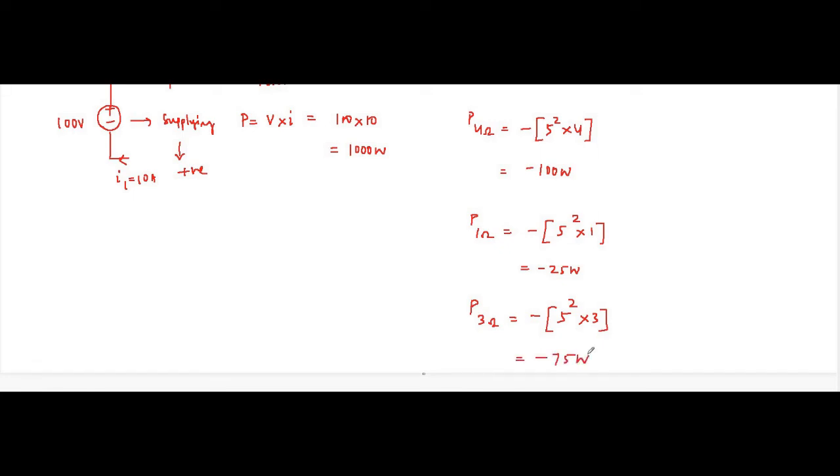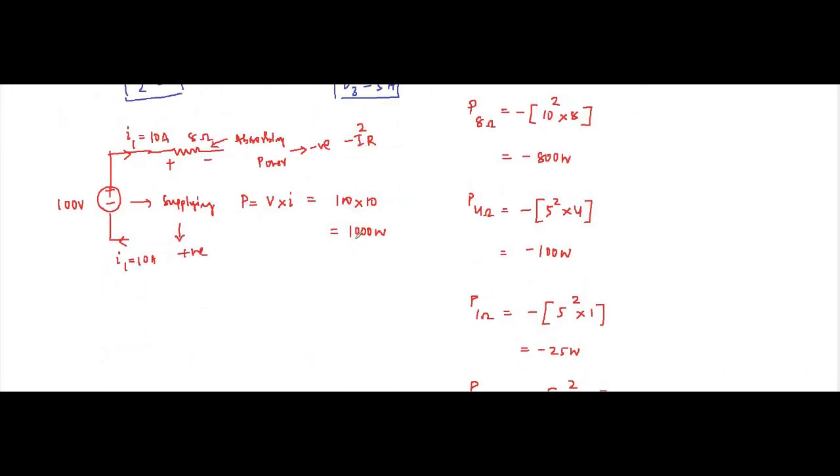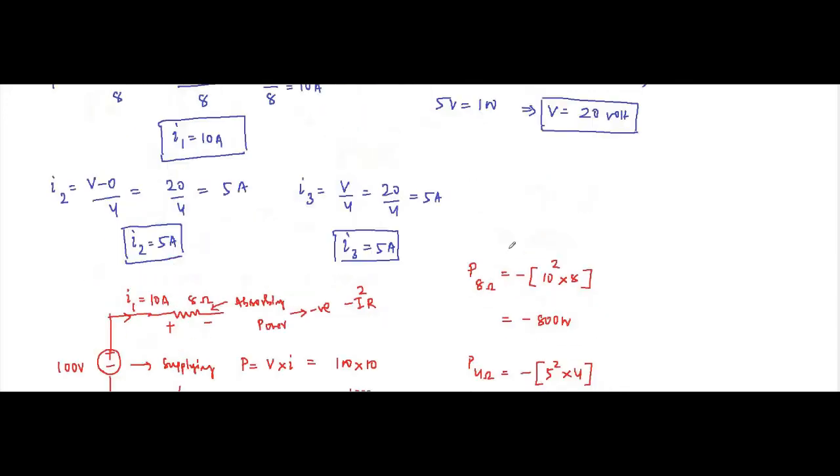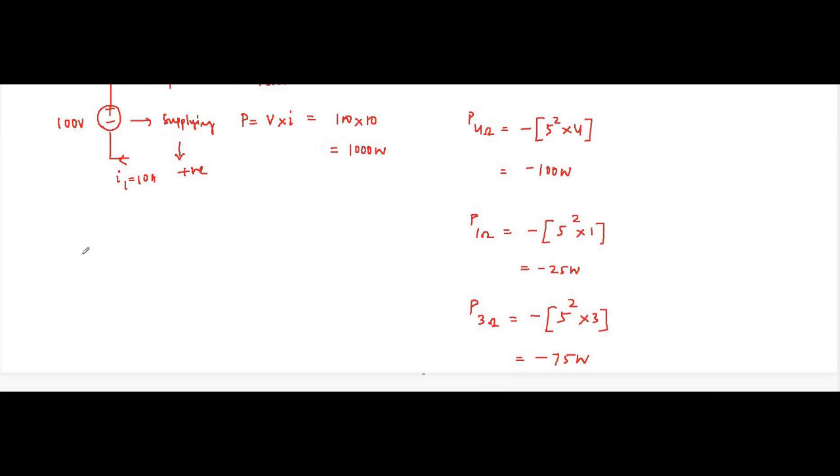So this is the power supplied, 1000 watt by the 100 volt voltage source, and these are the power absorbed. So now the total summation of the power is equal to plus 1000 watt, then minus 800 watt, minus 100 watt by the 4 ohm, then minus 25 watt, minus 75 watt. So here this is plus 1000 watt, minus 800 minus 100, 900, then 25 plus 75 is 100, so it is minus 1000 watt, which is equal to 0 watt.